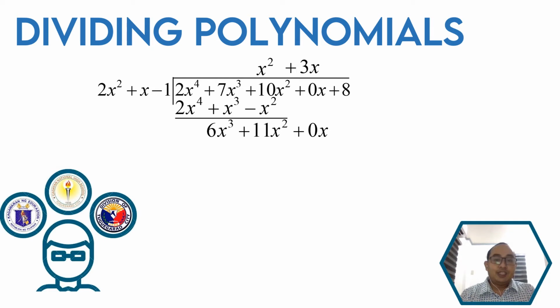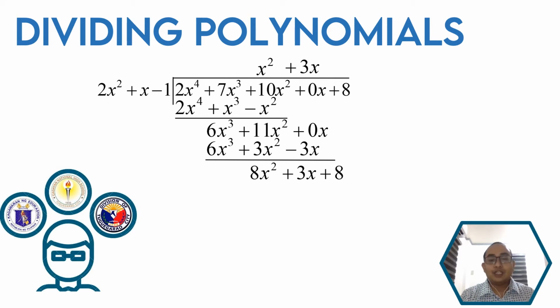And then we divide 6x cubed by 2x squared, which will give me positive 3x. And positive 3x times 2x squared will give me 6x cubed. 3x times x will give me 3x squared, and 3x times negative 1 will give me negative 3x. Again, we subtract. 6x cubed minus 6x cubed will give me 0. 11x squared minus 3x squared will give me 8x squared. 0x minus negative 3x will give me positive 3x, and then I'll bring down 8.